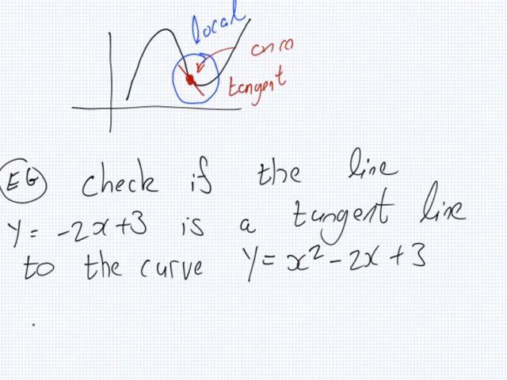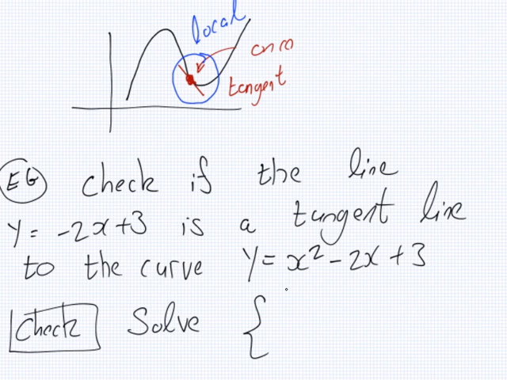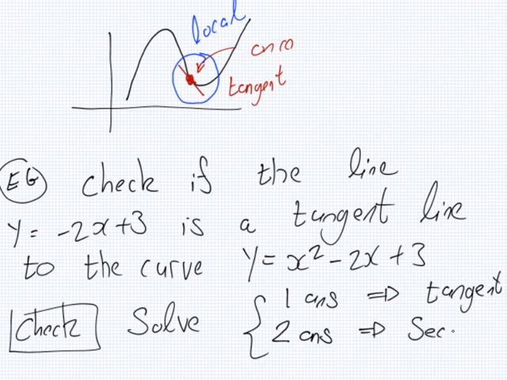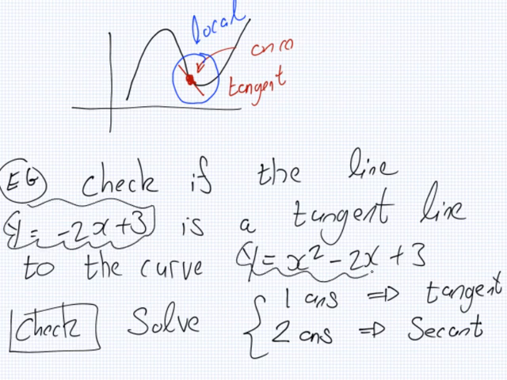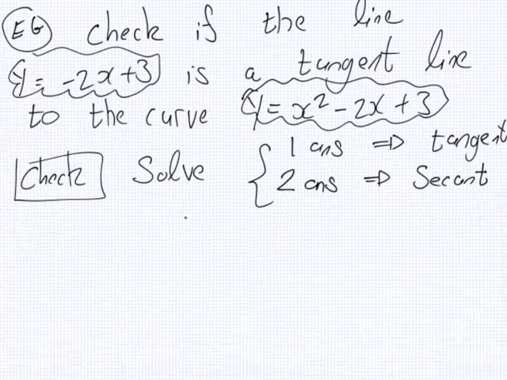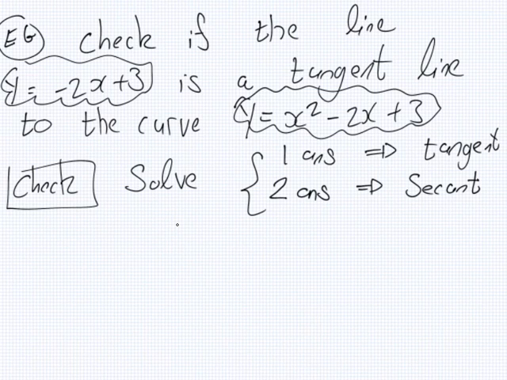So, this is how you can check. The simple way to check is just to solve. If we get one answer, then what does that make it? A tangent. If we get 2 or more answers, we get a secant. So I'll give you a minute. I want you to solve this together and tell me what we get. Okay, so check if it's a tangent or a secant. I want everyone to solve now.